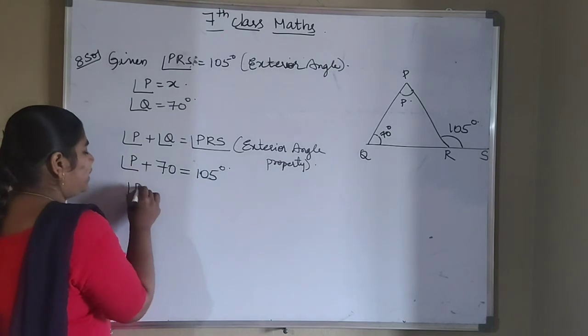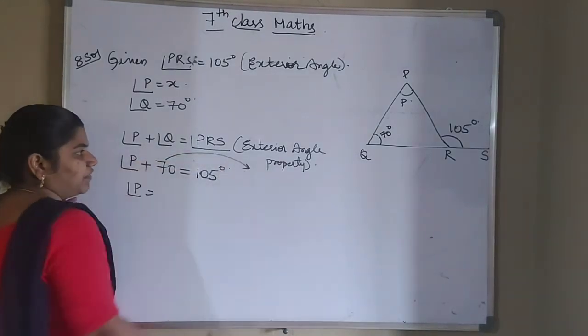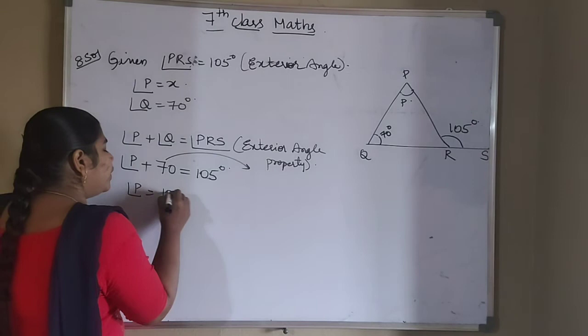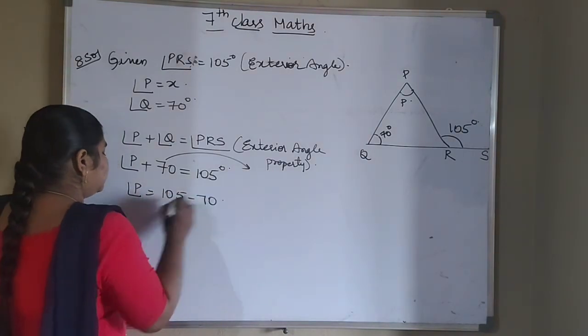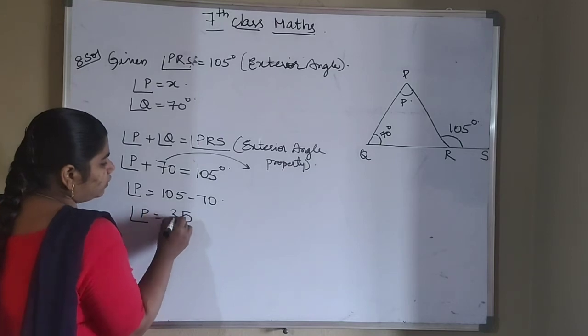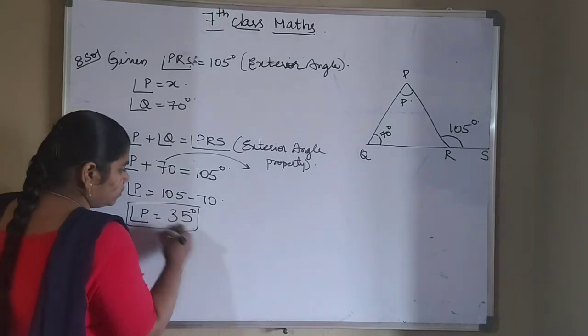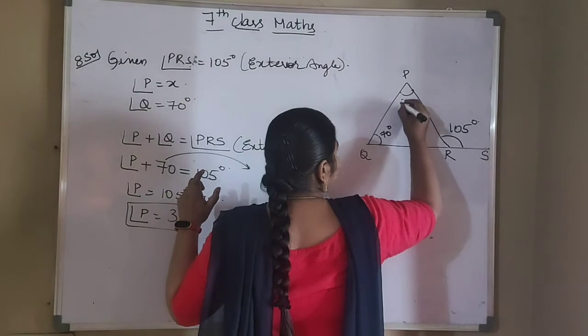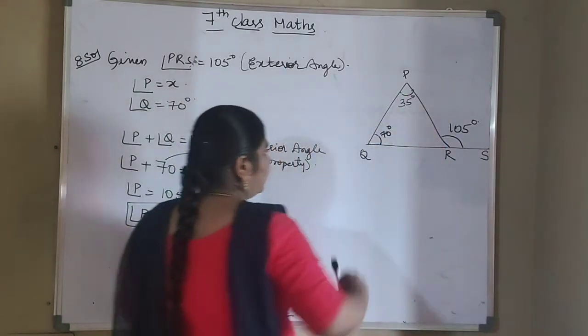Okay, angle P is equal to, I am transposing this 70 to the other side. So 105 minus 70, angle P will be how much? It will be 35 degrees. So you got the angle P value as 35 degrees.